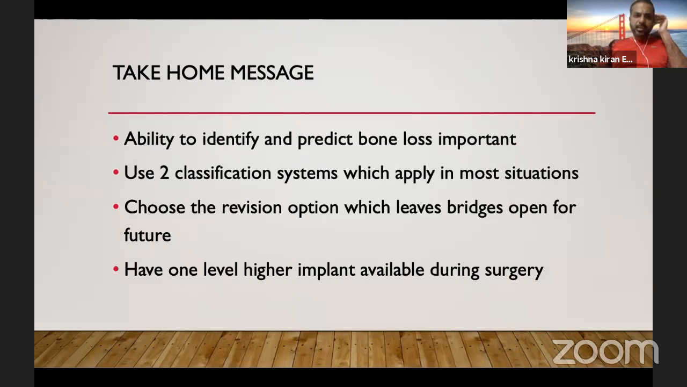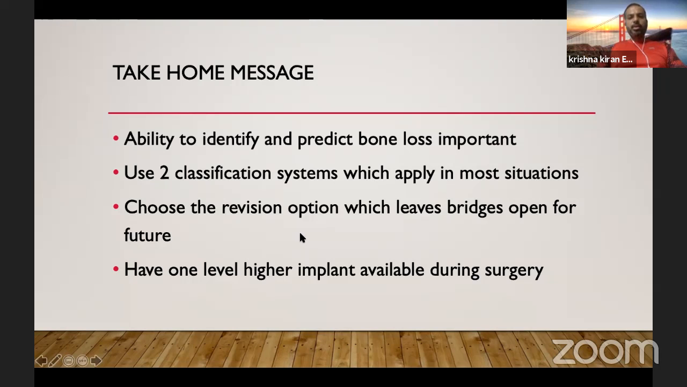So take home message: ability to identify and predict bone loss is important. Use 2 classification systems and get familiar with them, the AAOS and Paprosky, which apply in most situations. Whenever you're revising, get your assistant or fellow to look at the X-ray, you look at the X-ray, write down the classification, do the surgery, find what is there intraoperatively, write it down again, see what is your inter and intra-observer reliability assessment, make proper plans and execute them.